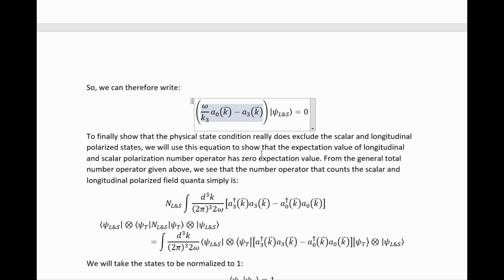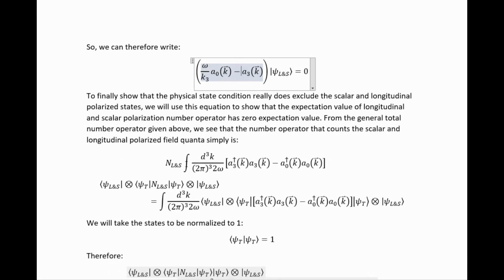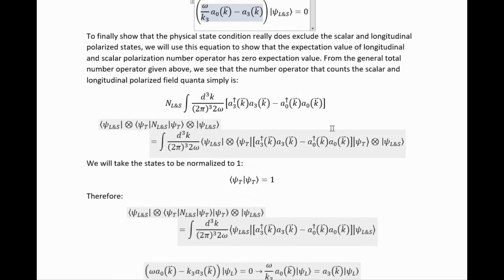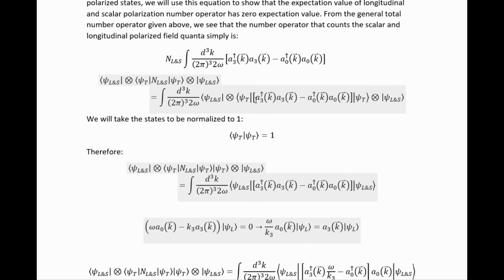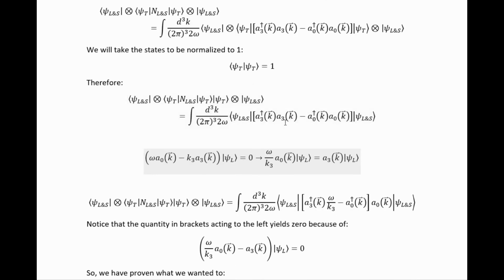We will use this equation to show that the expectation value of the longitudinal and scalar polarization number operator has 0 expectation value. From the general total number operator given above, we see that the number operator that counts the scalar and longitudinal polarized field quanta simply is this, and we can take its expectation value, which we see immediately written out, just gives us that. Now we recognize that the transverse polarized states are just going to pass straight through that, and we take them to be normalized to 1, which ultimately gives us this.